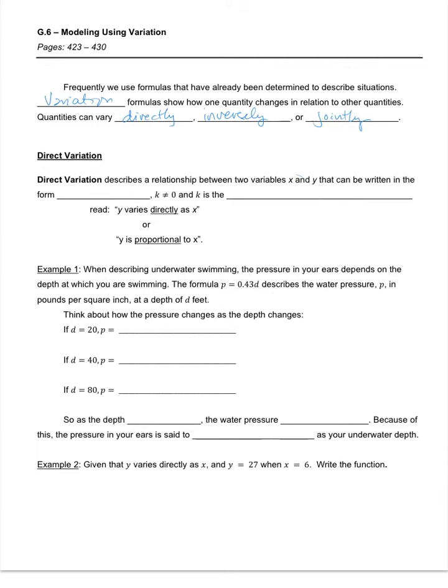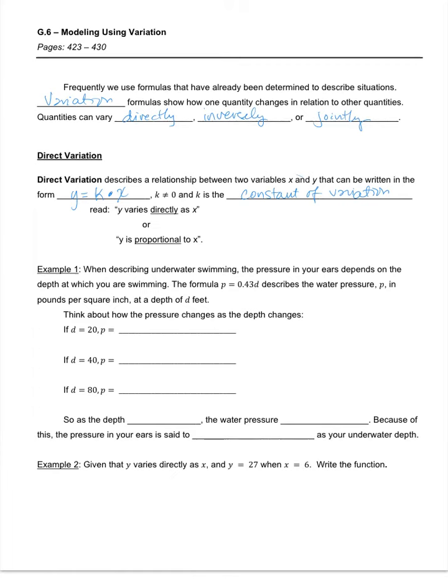Direct variation describes a relationship between two variables, x and y, that can be written in the form y equals k times x, where k is some non-zero value. K is the constant of variation. So we read this, y varies directly as x, or y is proportional to x.